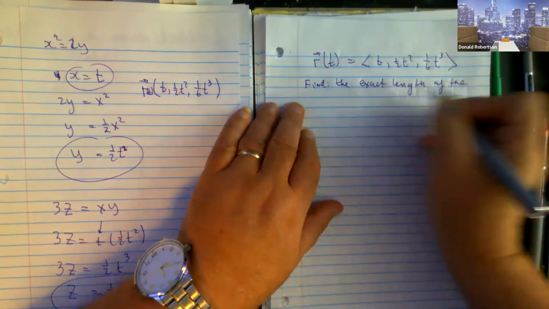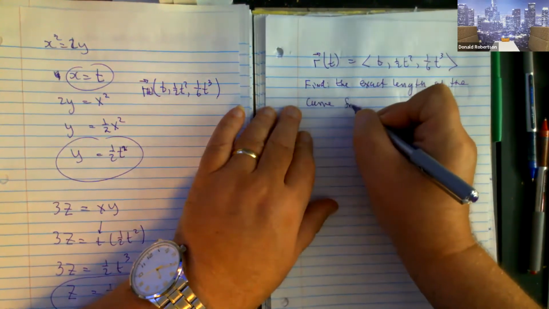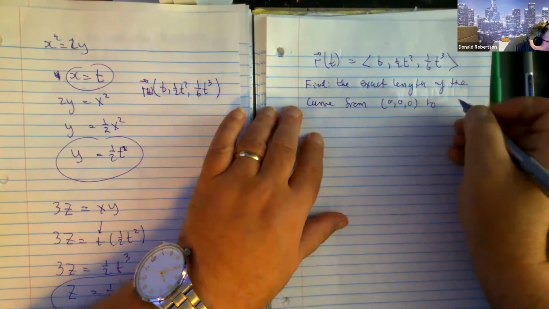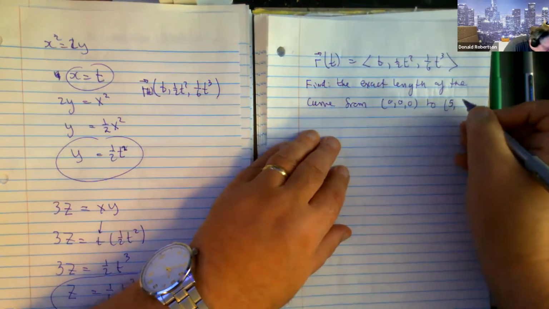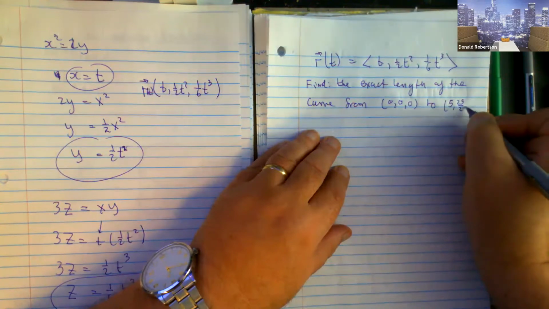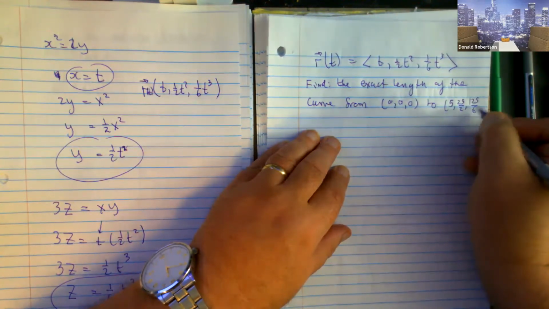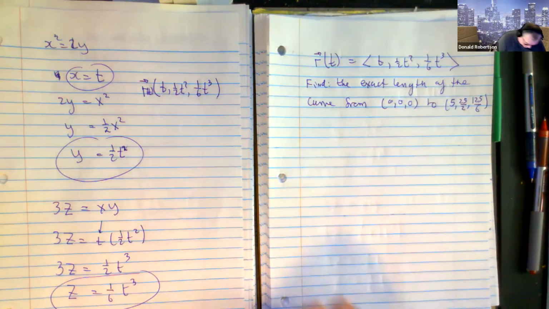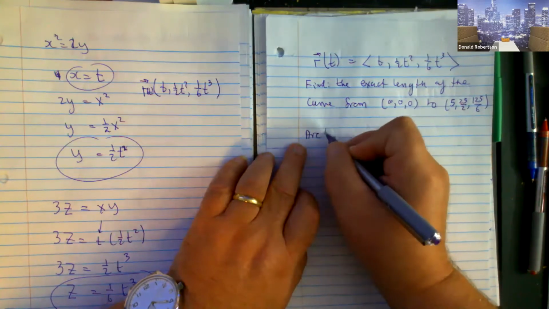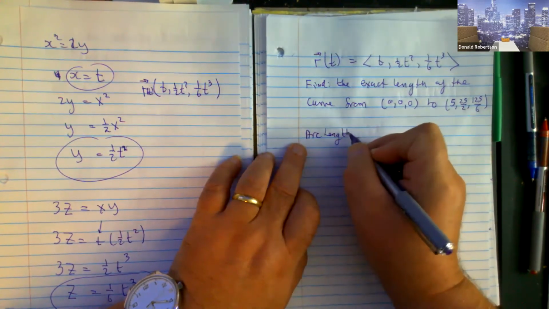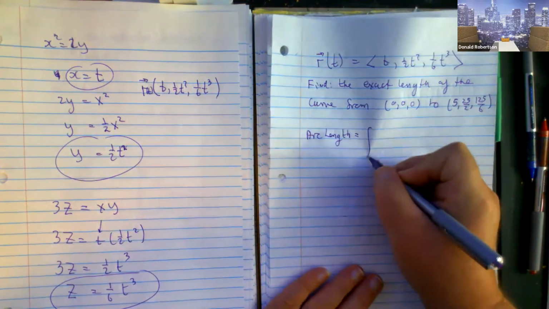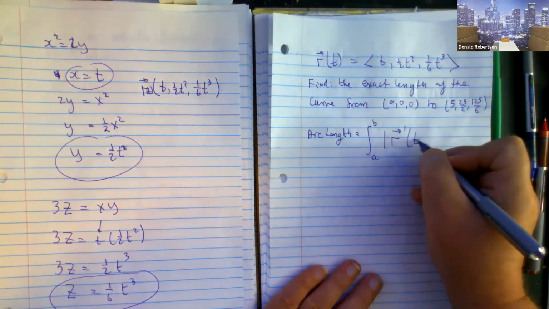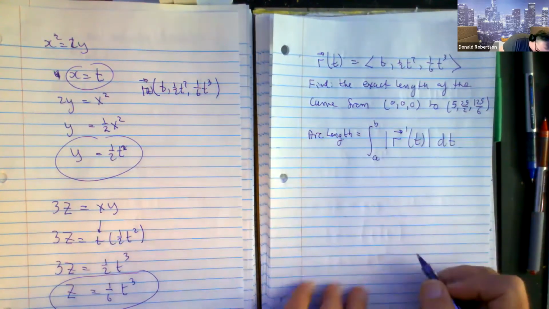And then what they want us to do is find the exact length of the curve from the origin to a point in space called 5, 25 halves, 125 sixths. So when they're saying exact length, they're really saying arc length. And they just don't want decimals. So the arc length is going to be the integral from a to b, the magnitude of the derivative, dt.